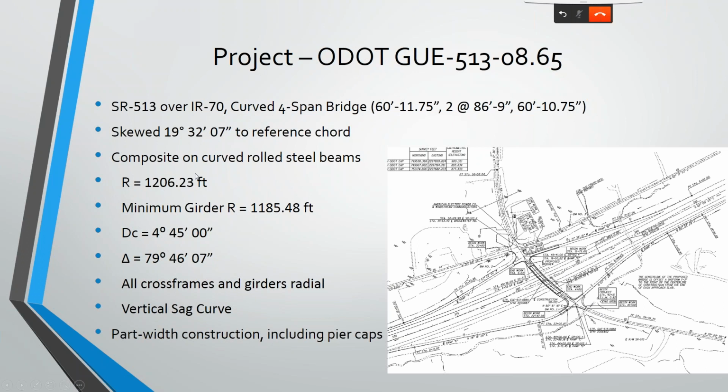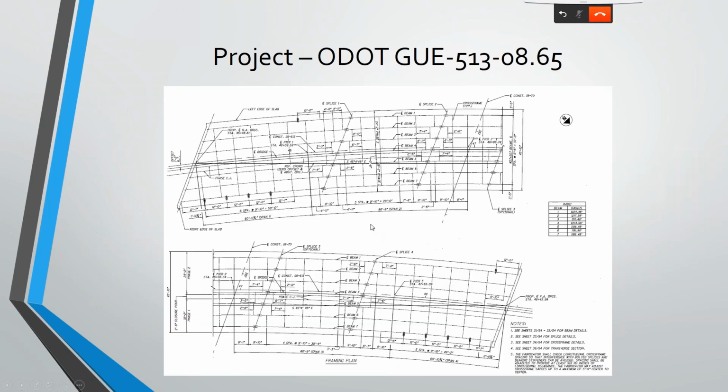So it's a little bit more complex geometrically, but it does have a much larger radius. And you can see the radius of the center line is 1206, minimum girder radius is 1185. So much larger radius, but with a skew involved. There's a degree of curvature, delta. The cross frames and the girders are radial, even if the skew is not, and it's on the vertical side. So this also had part width construction, including pier cap part width construction, and that was a bit more of the challenge with this as well.